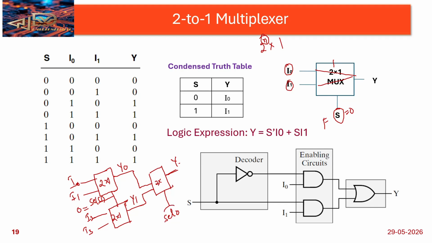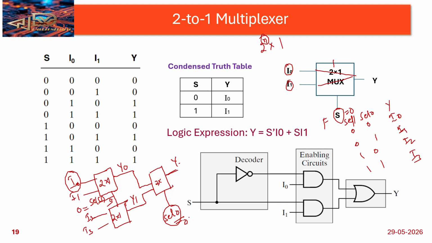So select line 0 and select line 1. Both select lines are there, so select line 0, select line 1: 0 0, 0 1, 1 0, 1 1, four conditions. And then the outputs I need to get are I naught, I1, I2 and I3. If this is 0 and this is also 0, then I naught will be the output I am getting.